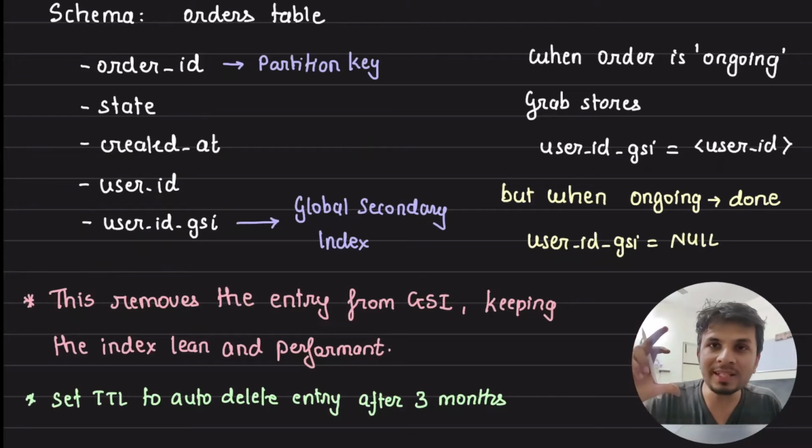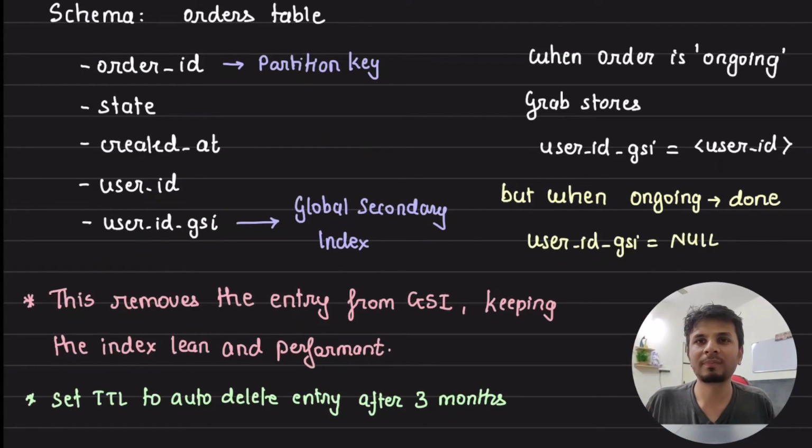So the global secondary index at a given point in time would only hold the entries that are of ongoing orders. This way, the index is very small. Such a brilliant optimization. I loved it when I found it. I was like, God, this is interesting, right? So just to reiterate, the orders table has order ID, state, created at, user ID. Other meta fields would be there. We don't care about them.